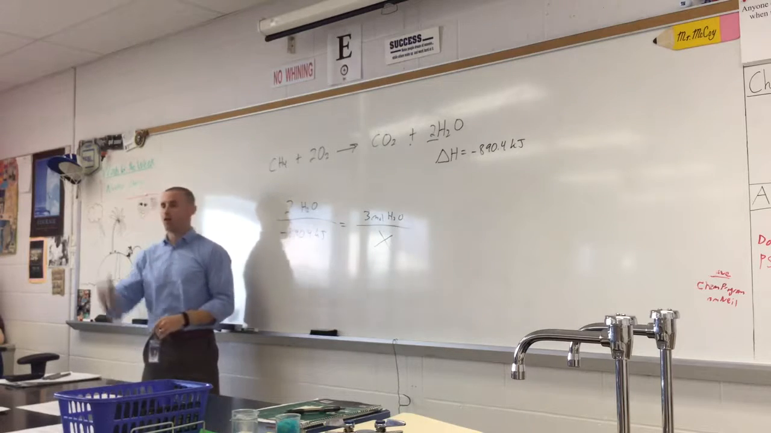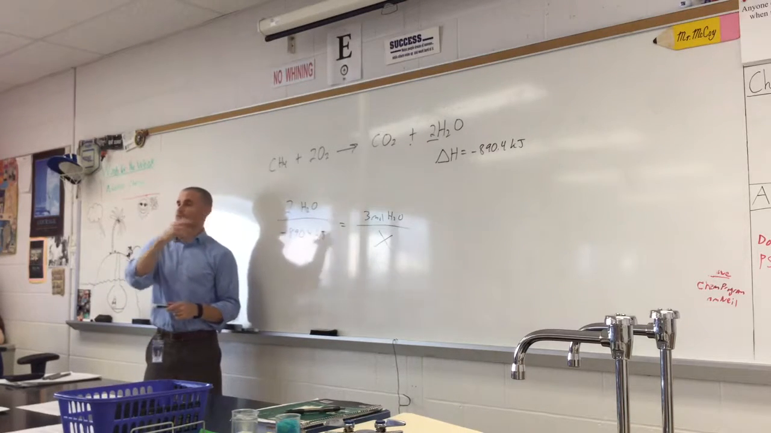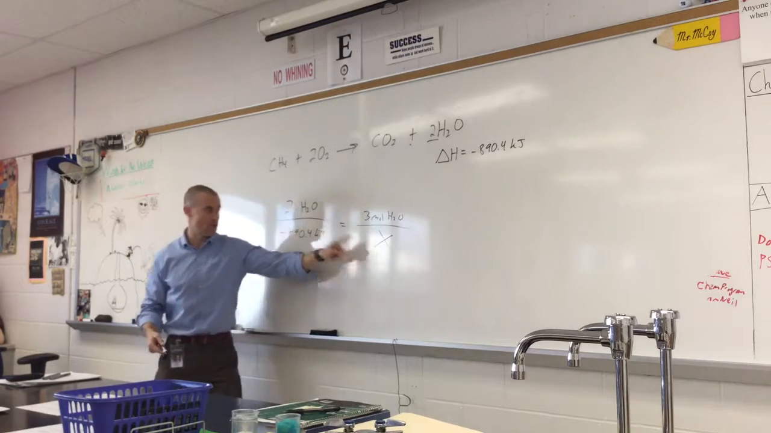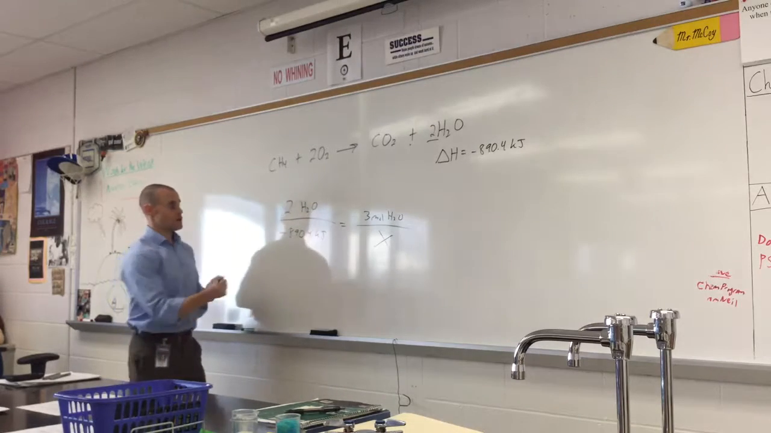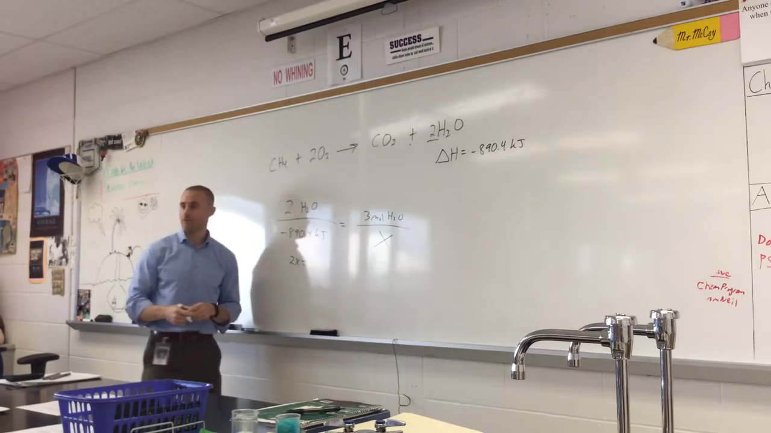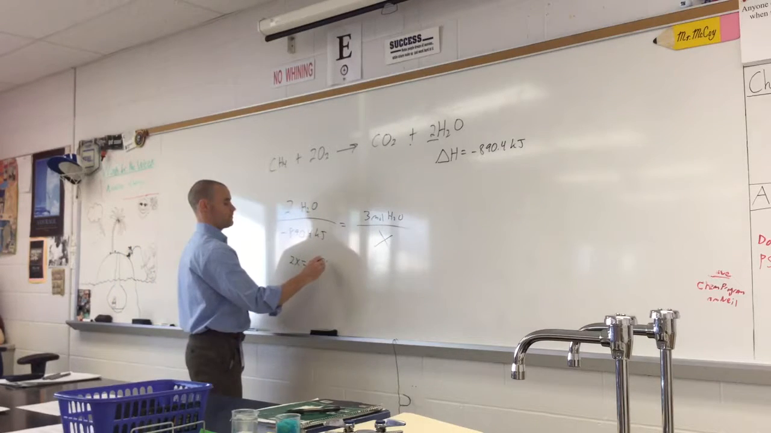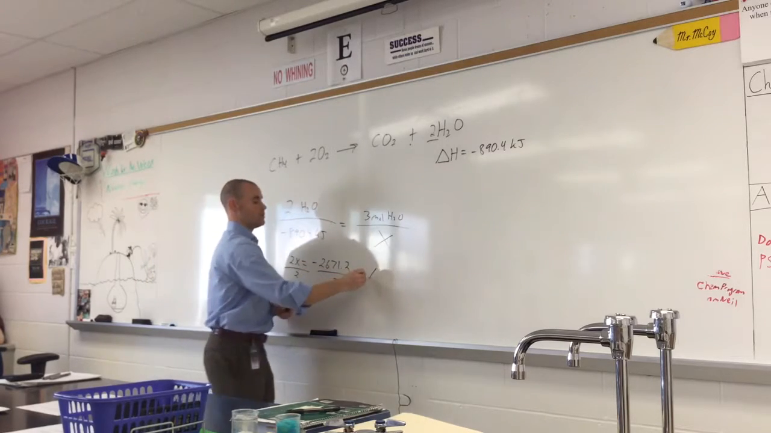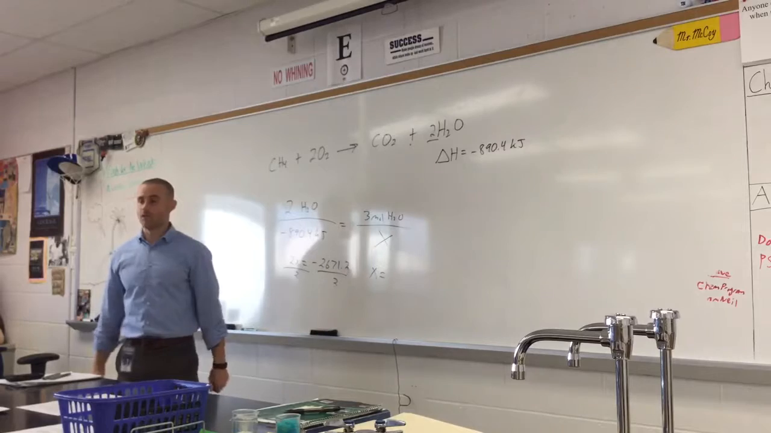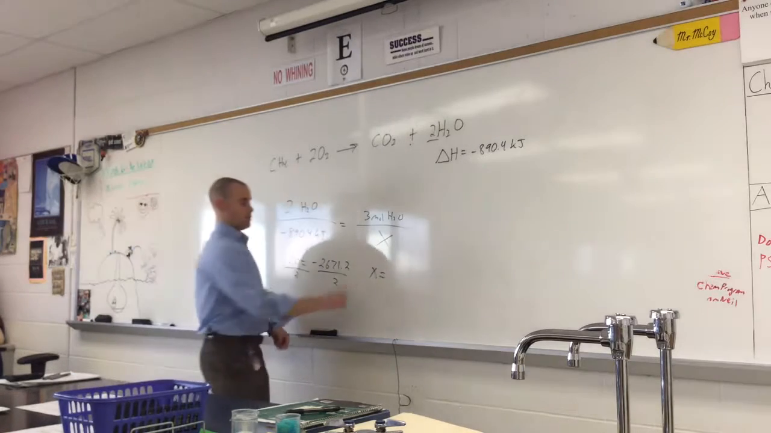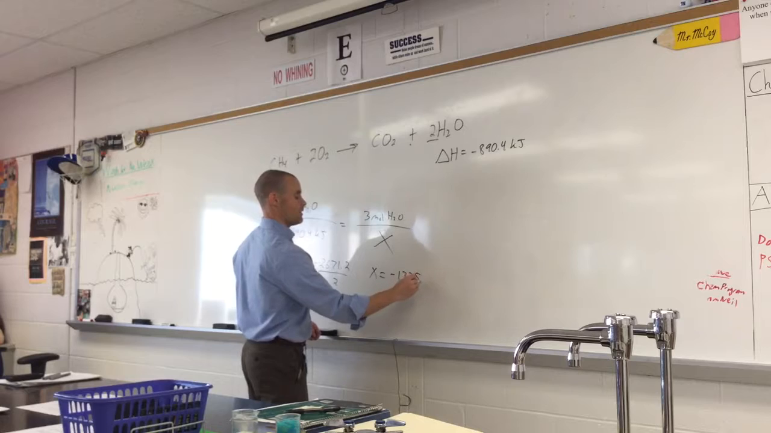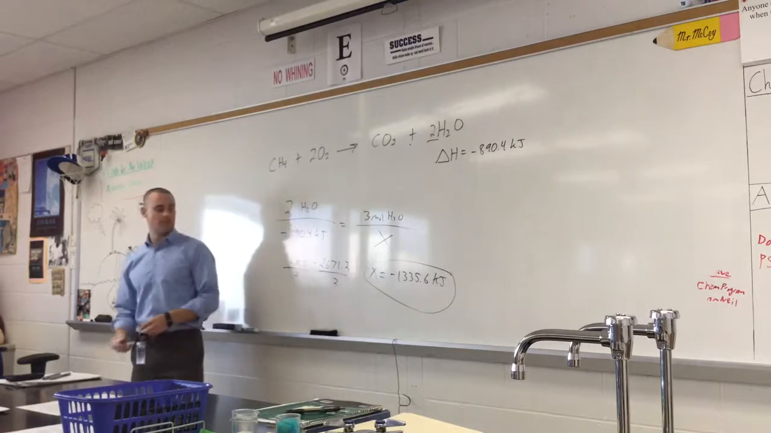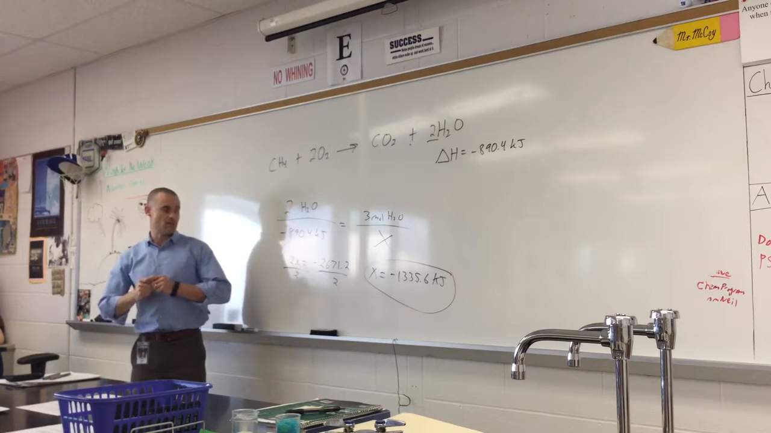Would you expect that number to go up or down? Forget the minus sign, I'm talking about the actual number. Yeah, bigger. Because 3 is bigger than 2, this number should be bigger than 890. Cross multiply. So I get 2x equals negative 2,671.2. Negative 2671.2 divided by 2. X equals negative 1,335.6 kilojoules. That's the answer. Negative 1335.6 kilojoules.